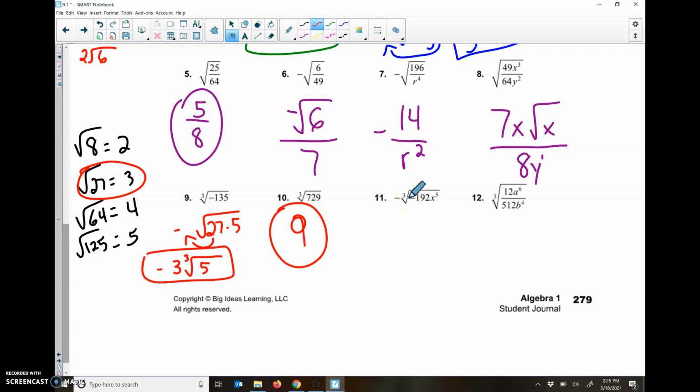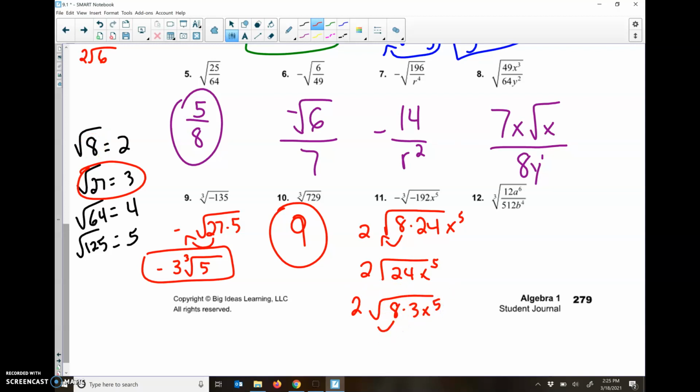Okay, this one has variables now, so kind of a different rule here. So let's break down 192 first. The way I break down 192 is, let's go with 8 and 24. Okay, cube root of 8 is 2. So I'm left with 2 cube root 24, x to the 5th. Except now I notice 24 can still be broken down by 8. So I'm going to do that again. So instead of 24, I'm going to do 8 and 3. So a little more work. Cube root of 8 is 2, so 2 times 2 on the outside. So now it's 4 cube root 3 x to the 5th.